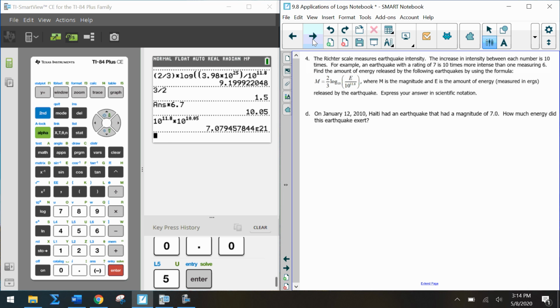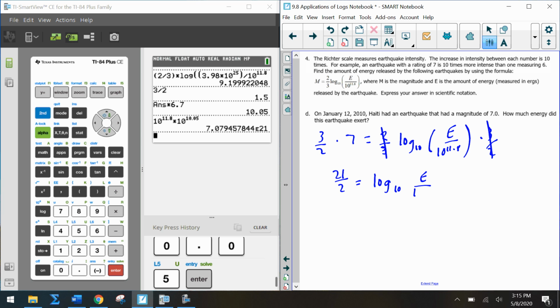Okay, and then the next one, we had an earthquake in Haiti, and some of you may remember this. And it devastated Port-au-Prince, and Haiti took many years to recover from this, but it was a magnitude of 7 on the Richter scale. Okay, and then there was log base 10 of e over 10 to the 11.8. Okay, so same thing, going to multiply by 3/2. So we got 21 over 2. I'm just going to leave it like that. We got log base 10 of e over 10 to the 11.8.